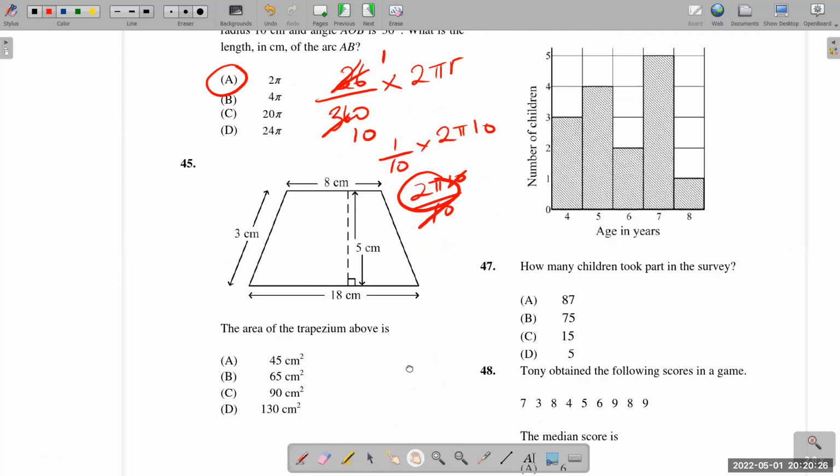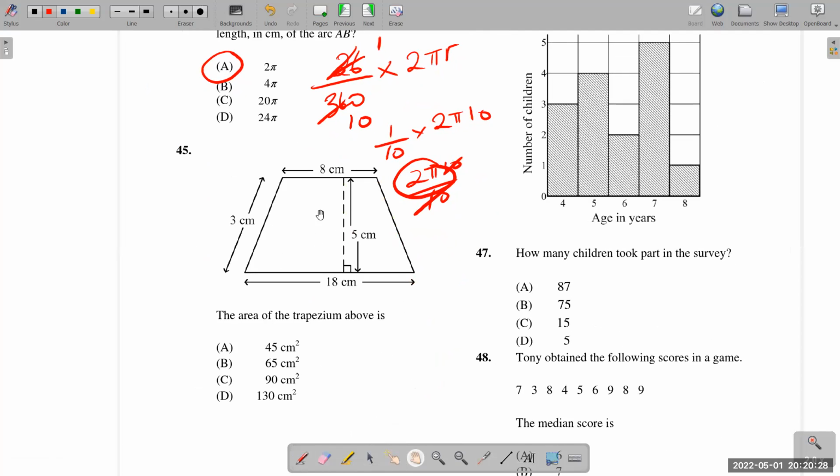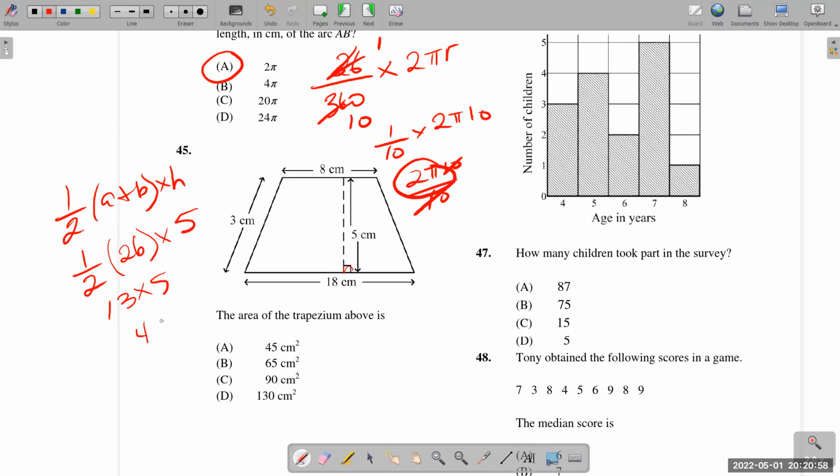All right, this next one, we just did one like this with the trapezium. We know the formula, half of a plus b times h. So half of a plus b, which is 8 plus 18. 8 plus 18 is what, 26? Times 5. Remember, that is the height, eh? The height is the perpendicular distance between them, not 3. 3 is just the length of that side. So that's 13 times 5, 65.